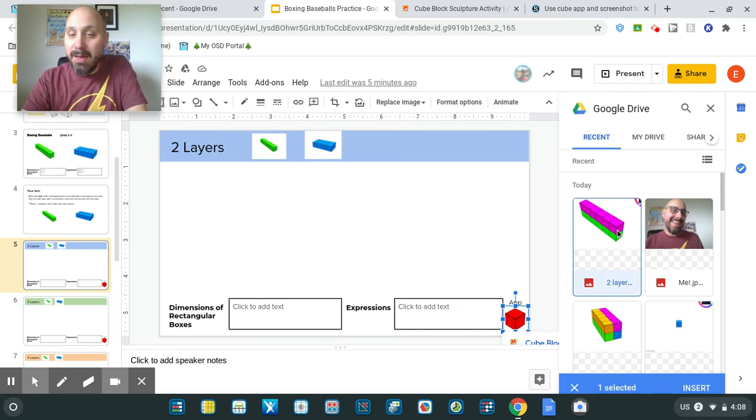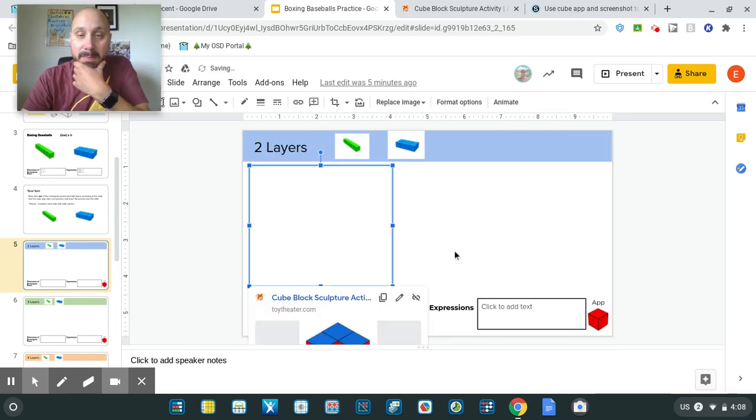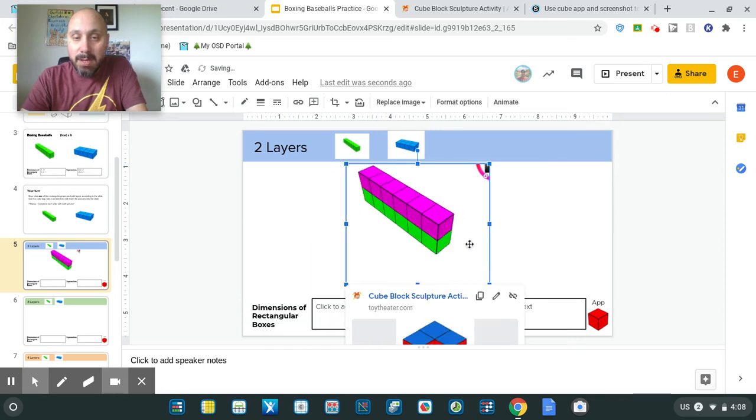Okay, look at that. It's the first one that pops up. So it says 2 layers. I know that's the one I have because it says 2 layers and I can see the picture. I can insert my picture now. And now I can move it around wherever I want.